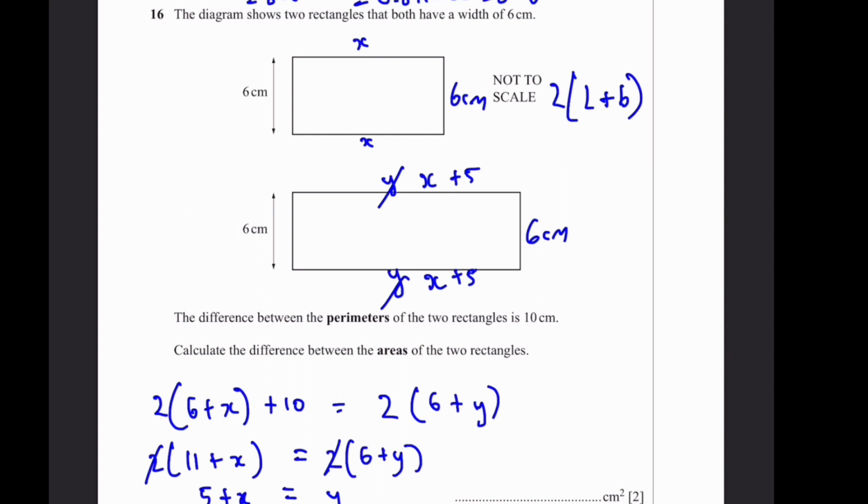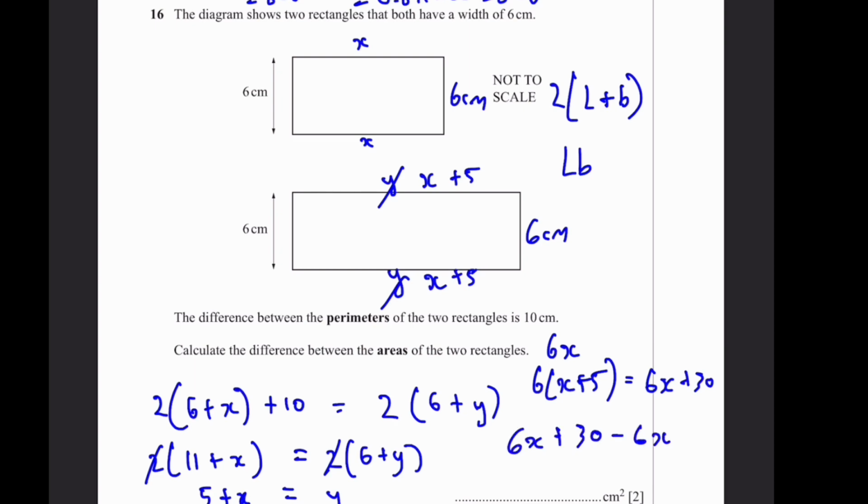So the area is length into breadth, LB, in other words. So we'll make the area as 6x and 6 into x plus 5. And that's equal to 6x plus 30. 6x plus 30 minus 6x for the difference between the areas. That's equal to 30 centimeters square difference. That's the answer.